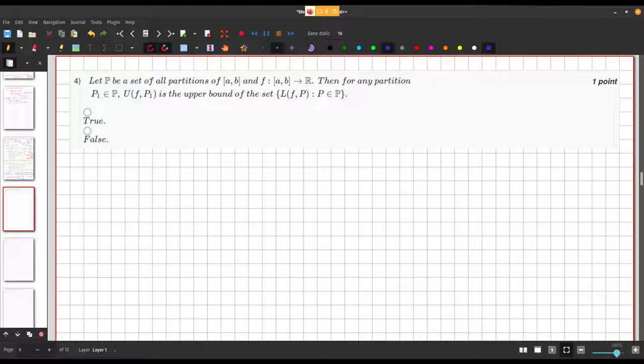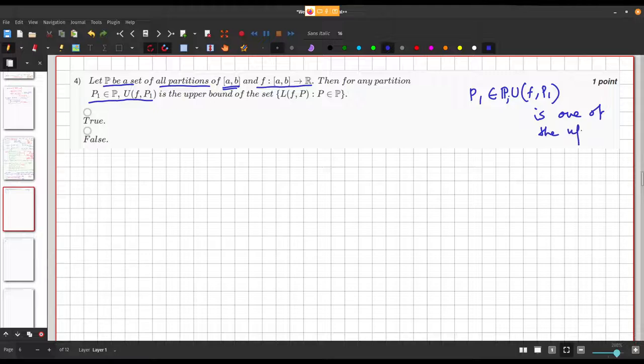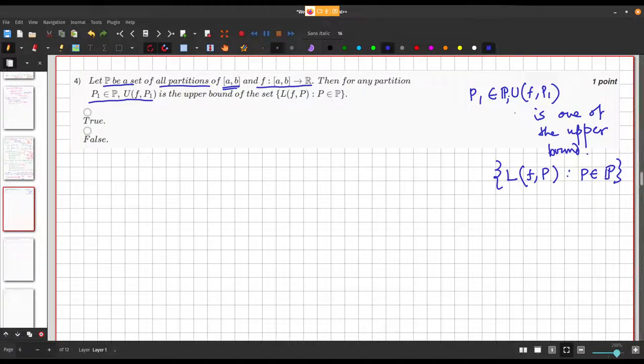Okay. So here the problem states that let P be the set of all partitions in the interval A to B, and F is a function defined there. Then for any partition P1 belonging to P, we can say that UF of P1 is one of the upper bounds of the set LFP such that P belongs to P. What L and UFP are, we have already discussed in the previous problem, how to calculate those.